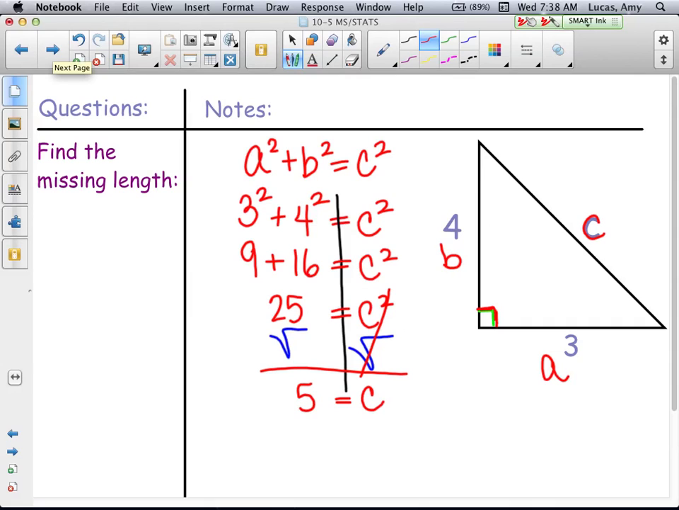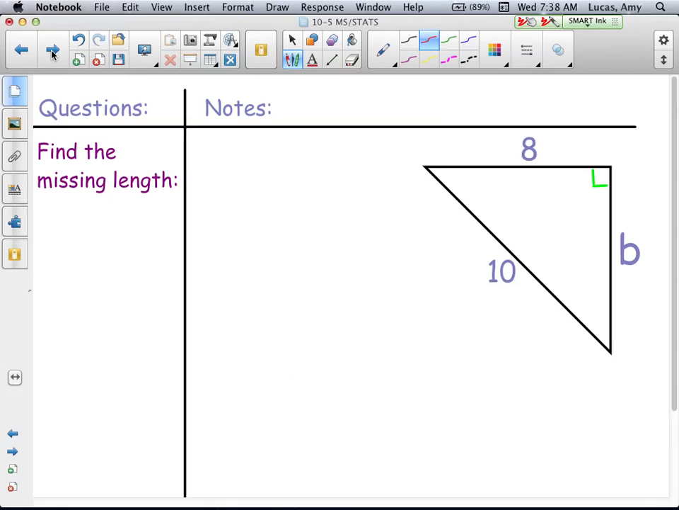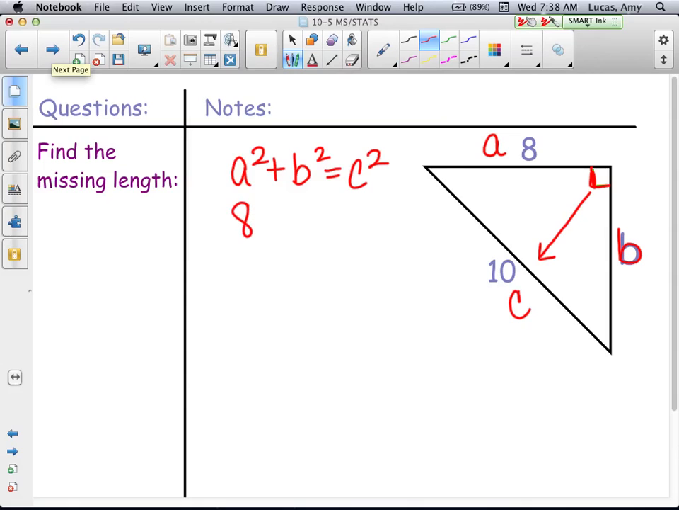My next example, we're missing a different length. So a squared plus b squared equals c squared. Looking at my picture, the 10 is the longest side. It is opposite this right angle. So 10 has to be the letter C for the hypotenuse. I've got a letter B over here, so that means that 8 has to be A. So if I plug them in, 8 squared plus b squared equals 10 squared is what my equation should look like.